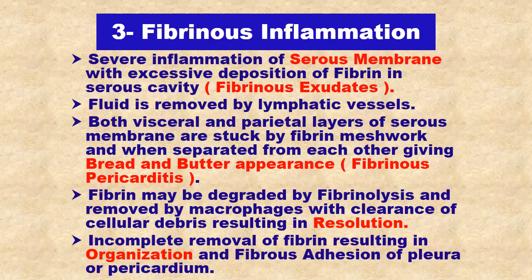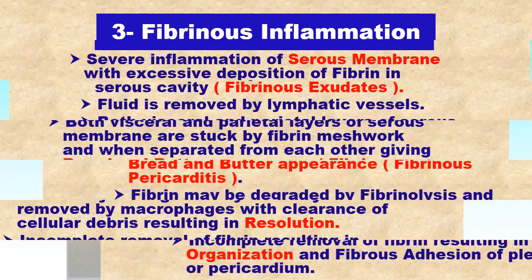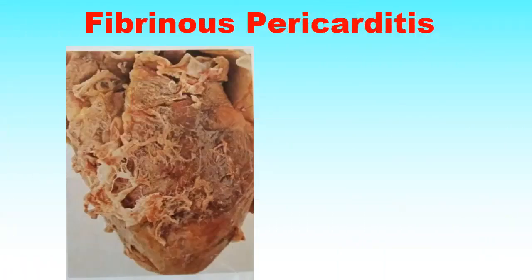So, organization is defined as replacement or converting of fibrinous exudate into fibrous scar by ingrowth of blood vessels and fibroblasts. This is a picture of fibrinous pericarditis. There is excessive deposition of fibrin on the pericardium, giving the bread and butter appearance of fibrinous inflammation.